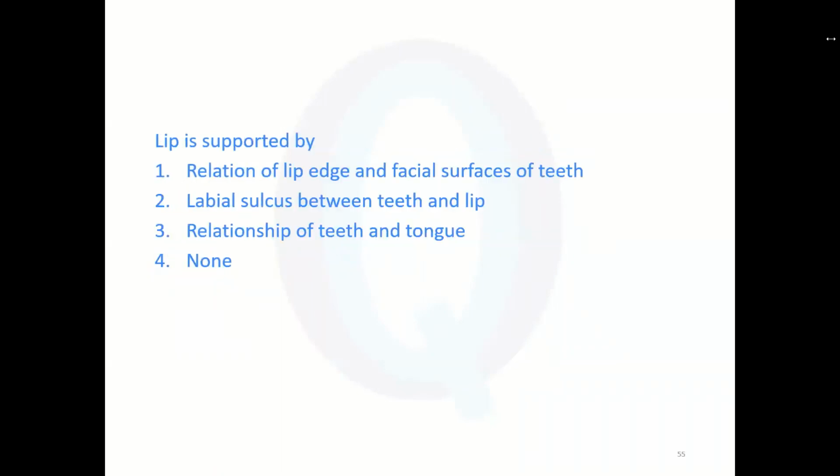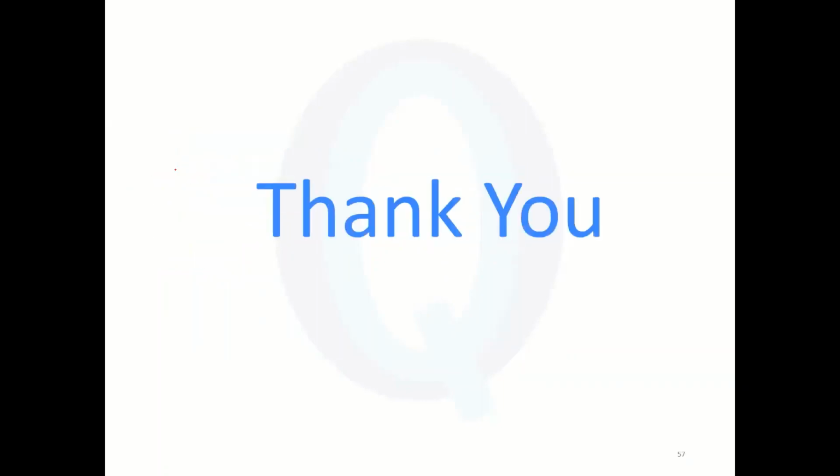Lip is supported by the relationship of lip edge and facial surfaces of teeth, labial sulcus between the teeth. See, it is not supported by sulcus, so this is wrong. Relationship of teeth and tongue. Tongue is not supported, so this is wrong. So none is the option, or the relationship of lip edge and facial surfaces. Actually, it is supported by the facial surfaces and the lip edge. Yes, answer is 1. Okay, so we are done.